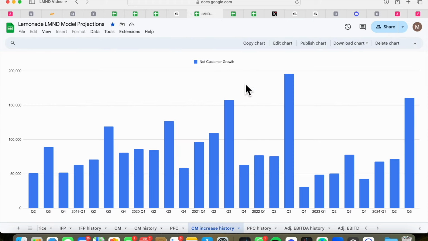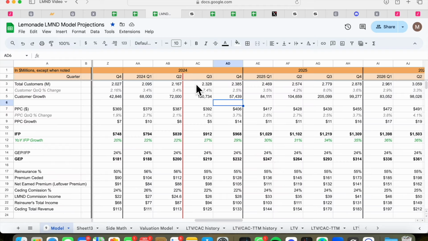If we look at a graph of net customer growth, how much that's changed, you can see Q3 would still be one of their best quarters ever. They had a similar quarter in 2021 Q3. It'd be slightly ahead of that one. And then Q3 of 2022 was also the best one ever, but that was when they officially acquired Metromile and gained a lot of customers just from that acquisition. So that gives us some idea of where the customer count could come in.